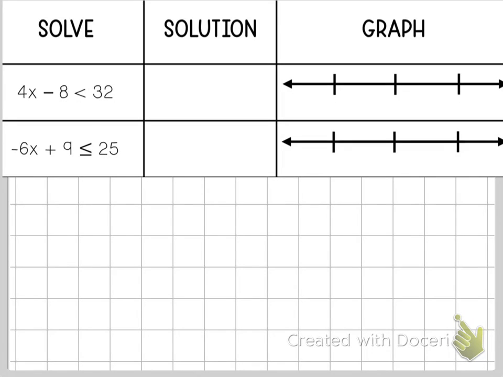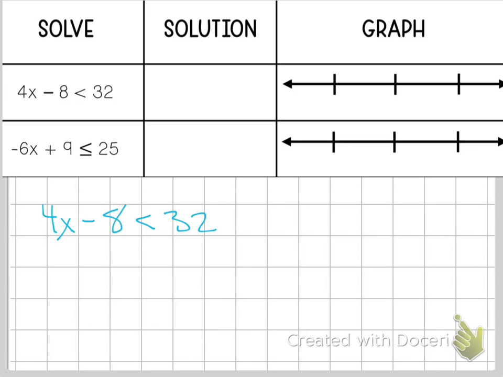So for tonight's homework, we're going to be dealing with inequalities, which we follow the same steps as we do with equations to solve. So let's look at our first inequality there of 4x minus 8 is less than 32. So our goal when we're dealing with inequalities is to isolate our variable. So we're trying to get rid of the 4 and the negative 8 on this side of our equal sign.